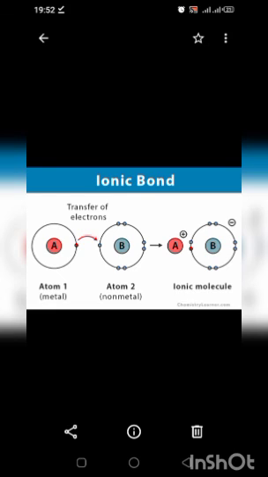Whenever ionic bonding occurs between two elements, the metal always remains positively charged and the non-metal becomes negatively charged, because the metal sends off one or two electrons to the non-metal. So in this process, the compounds formed have certain characteristics. Some of the characteristics of the compounds formed due to ionic bonding are: they have a high melting point, they are hard and brittle.